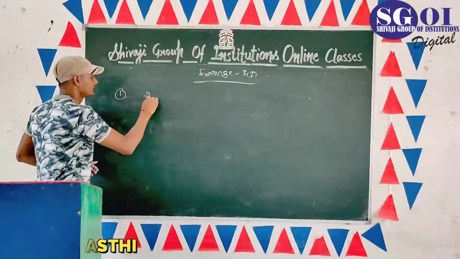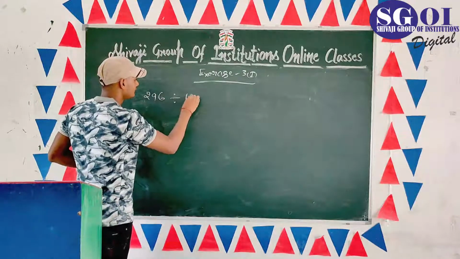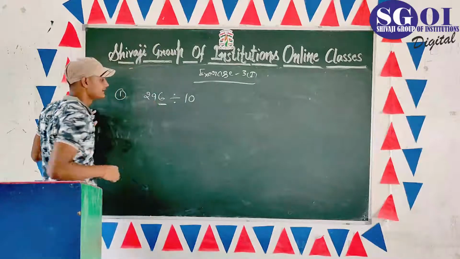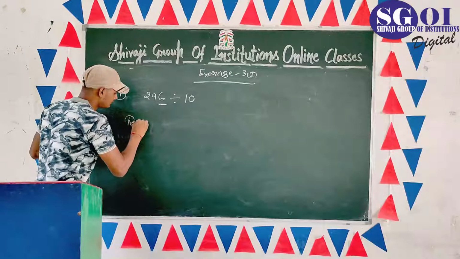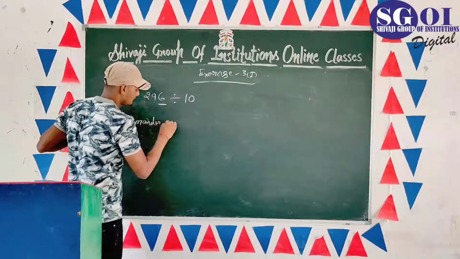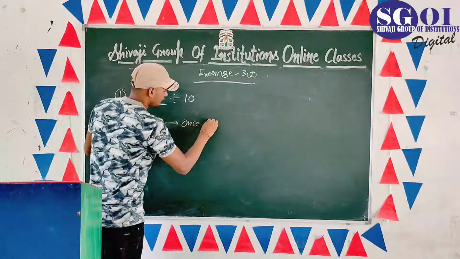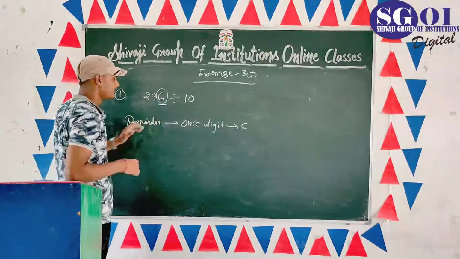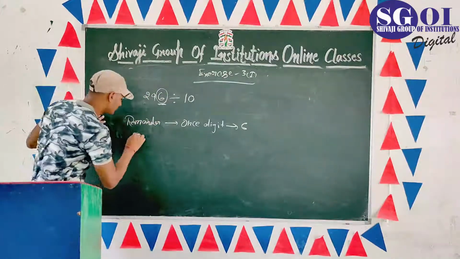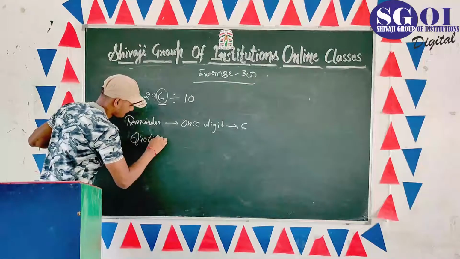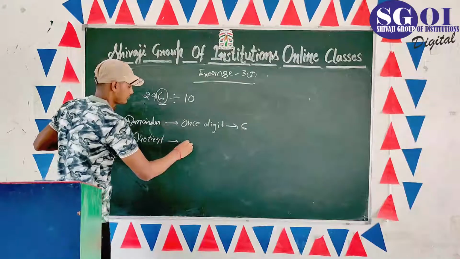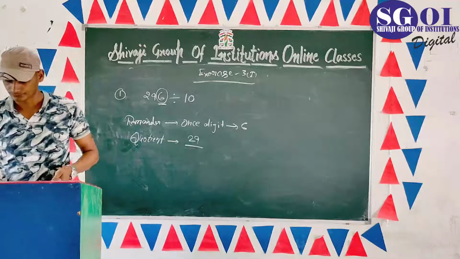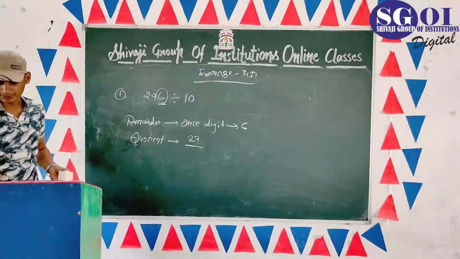Question number 1, 296 divided by 10. As we know, the remainder is the ones digit. Ones digit means 6. Okay, friends, it's the remainder and the left numbers are the quotient, 29. Okay, students, question number 2.